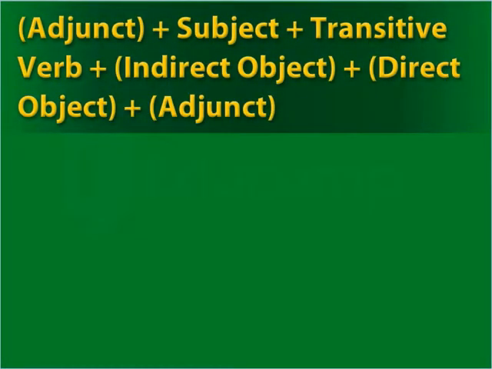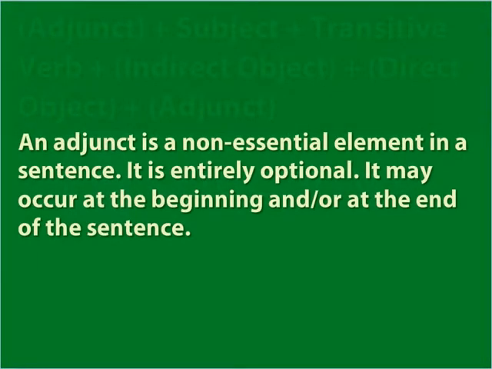Let us proceed to another type of sentence pattern which includes at least one adjunct. Do you know what an adjunct is? An adjunct is a non-essential element in a sentence. It is entirely optional. It may occur at the beginning and/or at the end of the sentence. Let us study an example.